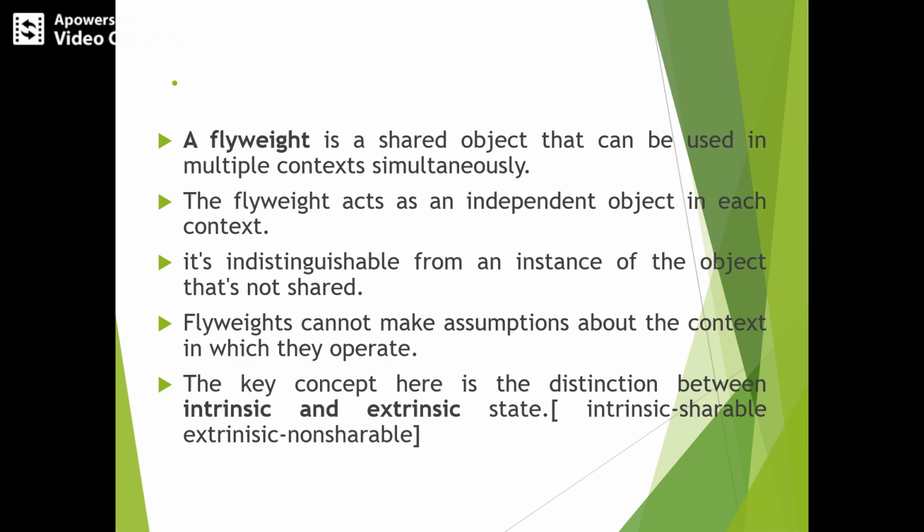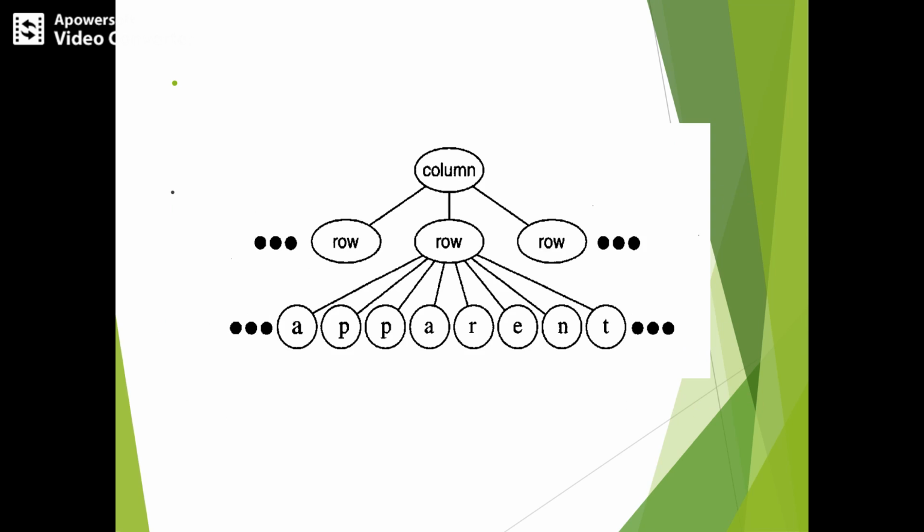So strictly we can say intrinsic state in the flyweight design pattern is shareable, and extrinsic state is non-shareable. Non-shareable means that data will not be shared. Similarly, this comes under the diagrammatical representation that we have seen in the previous diagram.